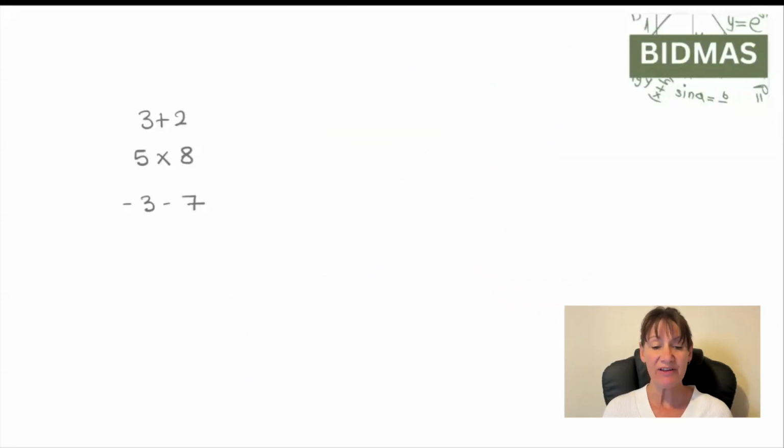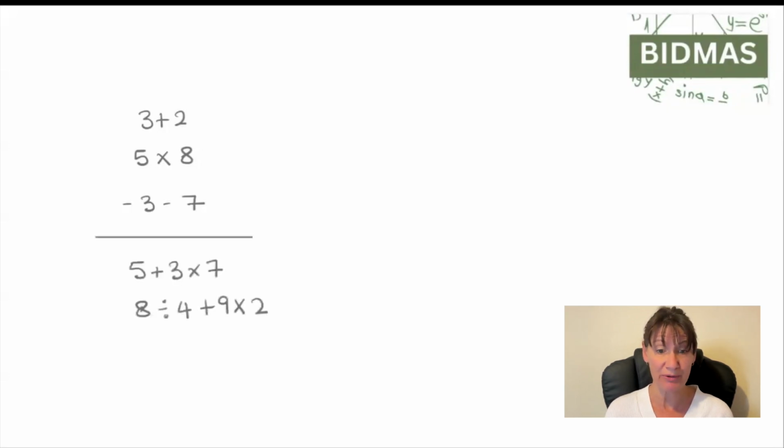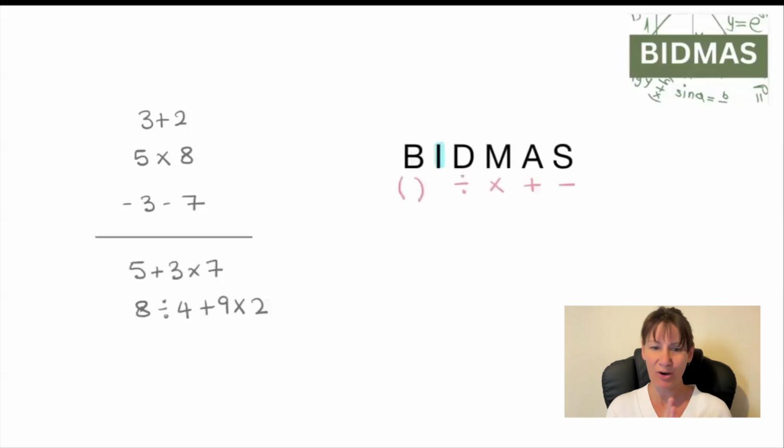Okay, so when we're given calculations like this to do with just the one operation, we don't even think about it. We just crack on and do it. But as soon as we are given questions like this, where you've got 2 operations, you have to bring Bidmas into the problem. If you don't, you're going to go wrong. It's absolutely not like reading a book where you just work along the page.